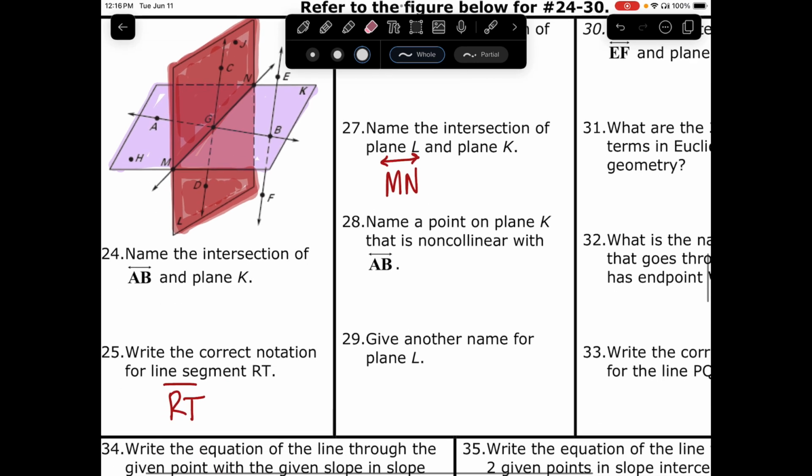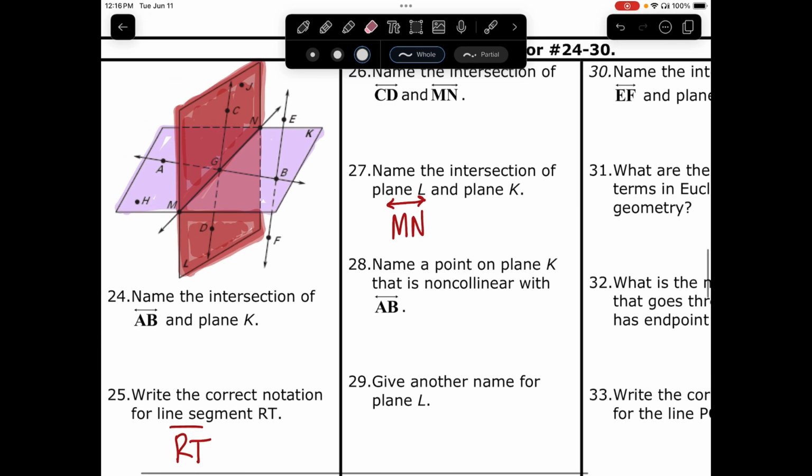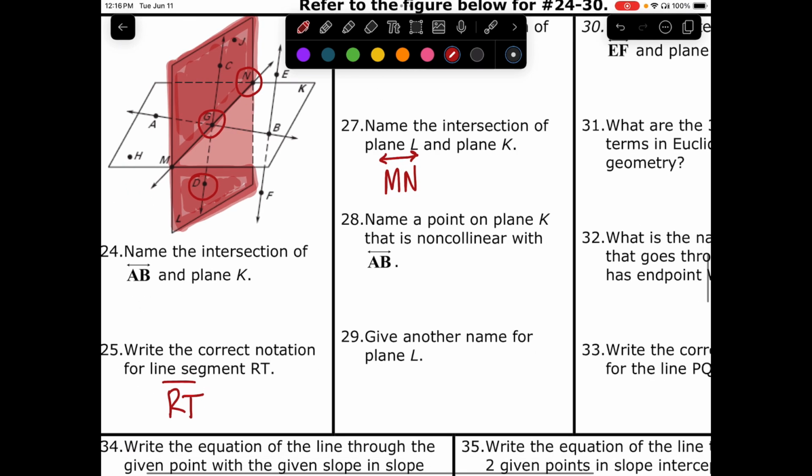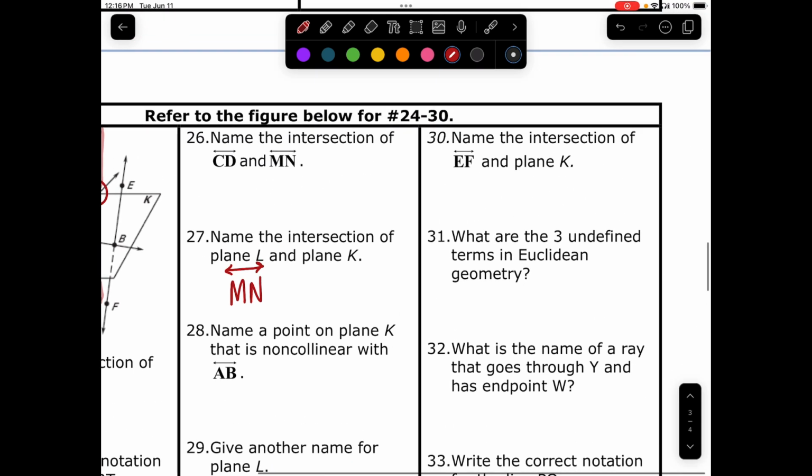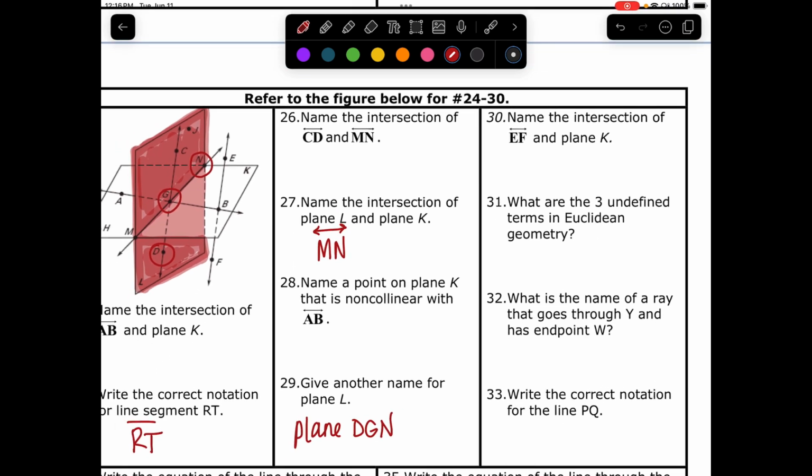Number 29, give another name for plane L. So again, we're looking at plane L here. And we can use 3 non-collinear points to name a plane. So I'm just picking those 3 points because they're not on the same line. So this is going to be plane D, G, N. Just pick 3 points that are not on the same line, then that will name the plane. Try number 30.